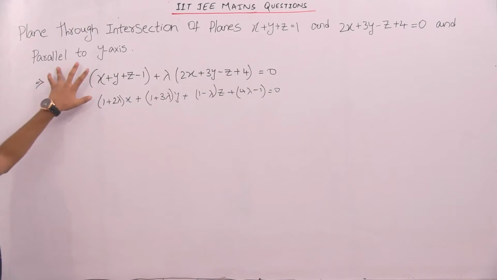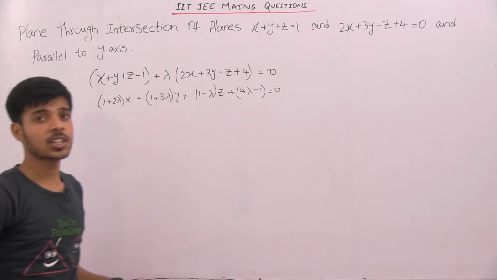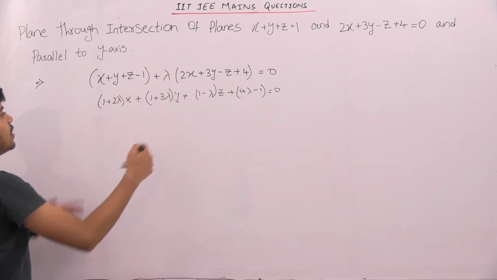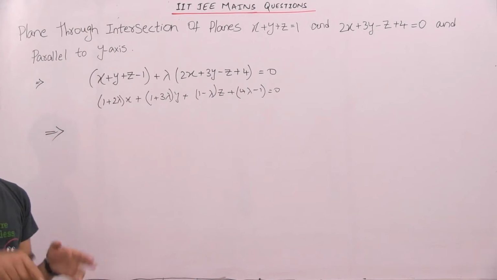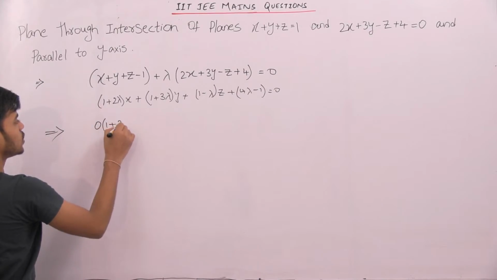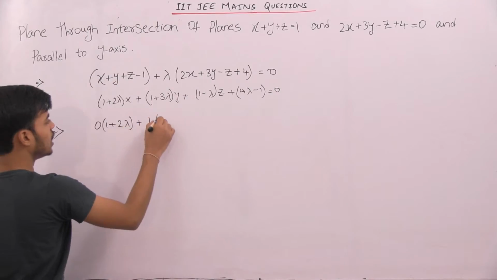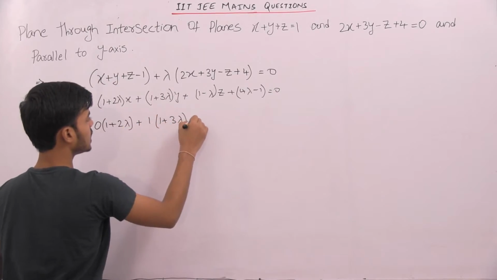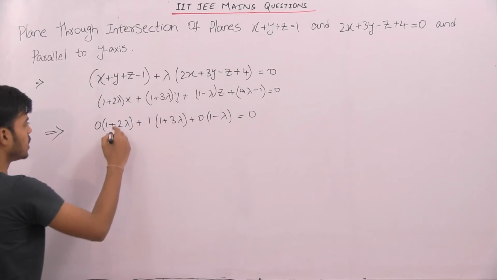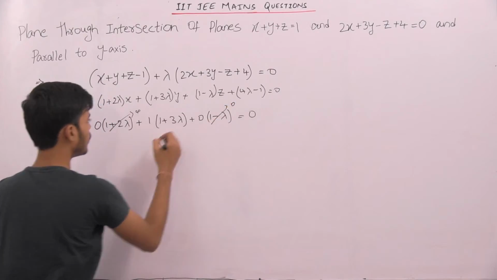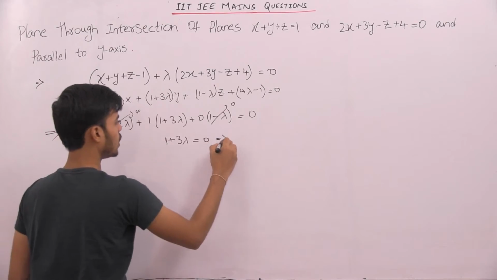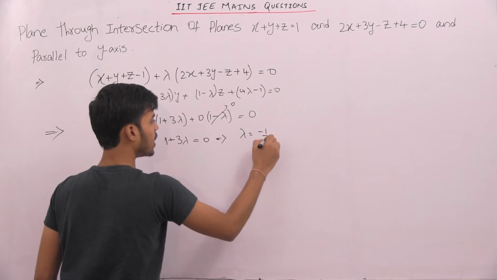We now have that it is parallel to the y axis. So if we consider the direction ratios 0, 1, 0, and take the product, then this plane's normal becomes perpendicular to the y axis. So we will get another equation: 0 into 1 plus 2 lambda plus 1 into 1 plus 3 lambda plus 0 into 1 minus lambda equals 0. So this is automatically 0, this is 0. We are left with 1 plus 3 lambda equal to 0. So the value of lambda comes out to be minus 1 by 3.